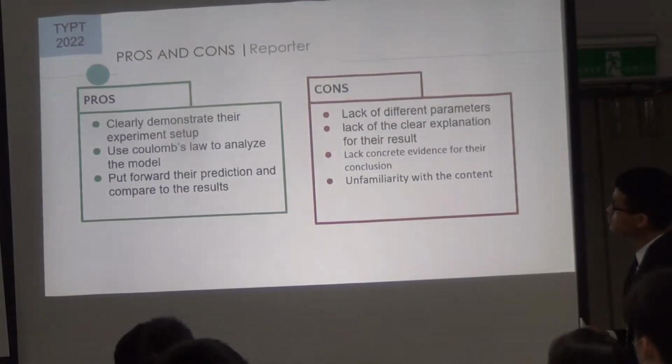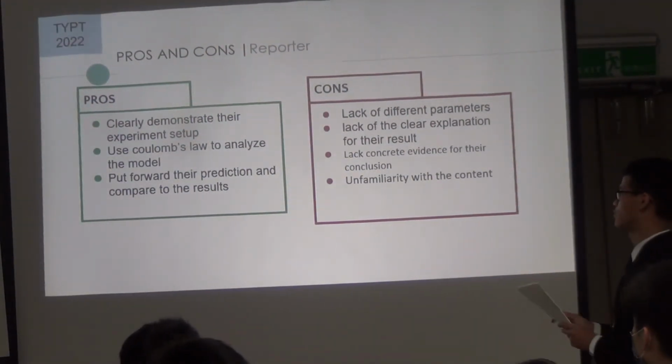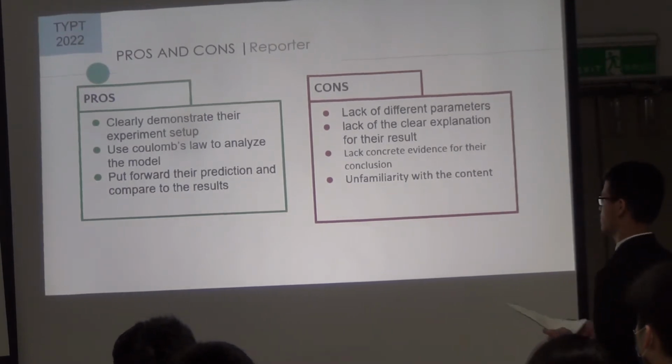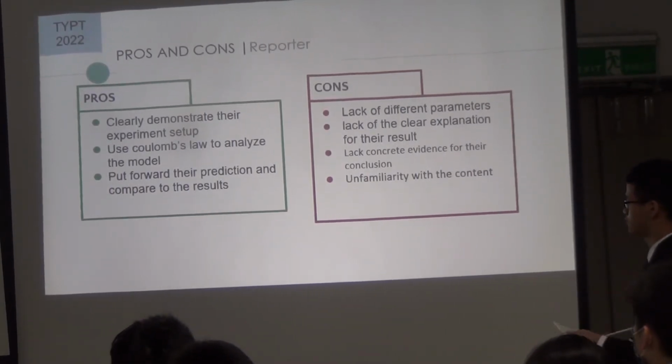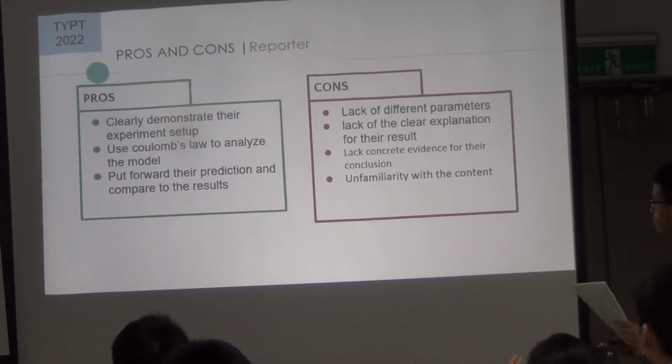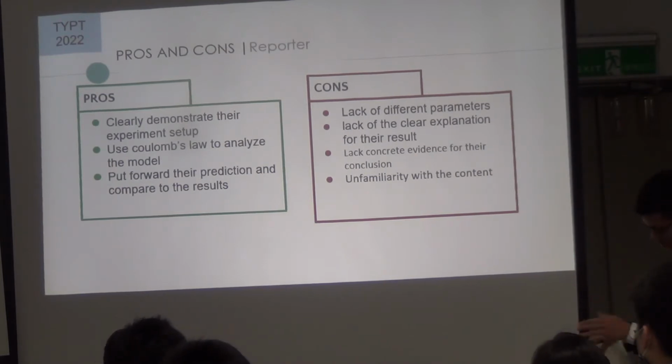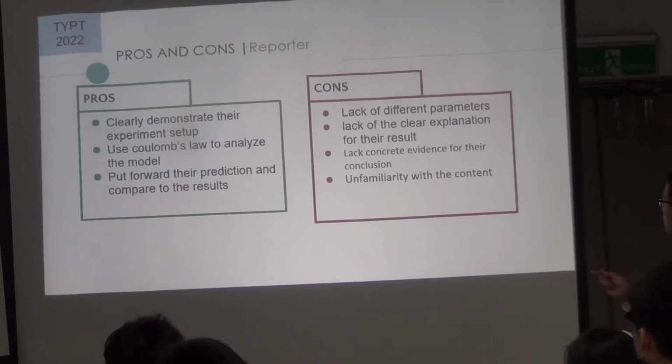They have a qualitative explanation, but the model after the first period cannot predict it, they say. So for the pros and cons of the reporter, the pros are that they clearly demonstrate their experiment setup. They use Coulomb's law to analyze the model. They put forward their prediction and compare the results. However, their cons are that they lack different parameters, like the exact radius and the difference between the inward and outward radius, etc. And they lack a clear explanation for the results, and clear evidence for their conclusion about things like contact points. And they have inconsistency with the constant.